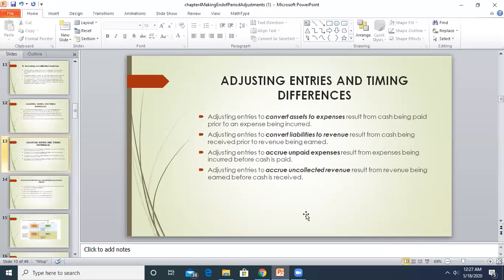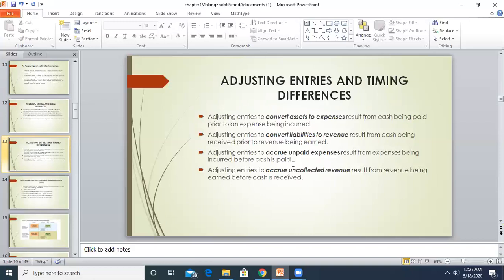So, what we have done actually in the four types of adjusting entries, in the first one, we have converted the assets to expenses. You remember the depreciation case we have discussed a lot about in the last session in March. You need to revise it again. Then adjusting entries to convert liabilities to revenue. This was the second type of entry.